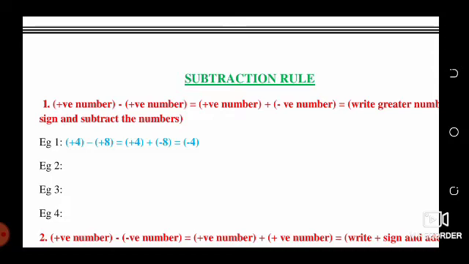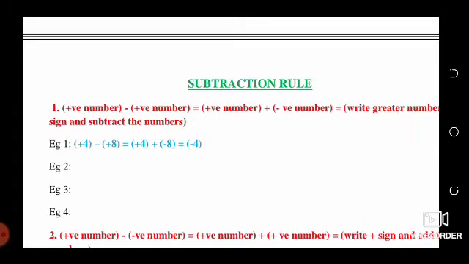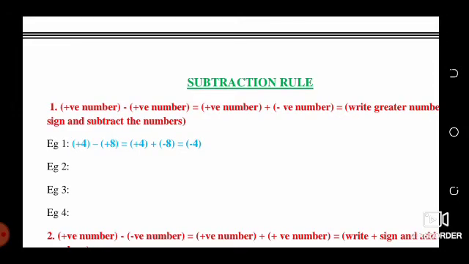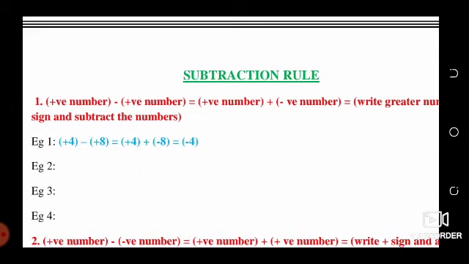Now it becomes the addition rule. So a positive number and a negative number added means we have to write the greater number's sign and subtract the values. For example, a positive number plus 4, another positive number plus 8. So we have to subtract these two numbers. For that the first number, let it remain as it is, plus 4. Now the second number's sign should be changed, plus 8 into minus 8.